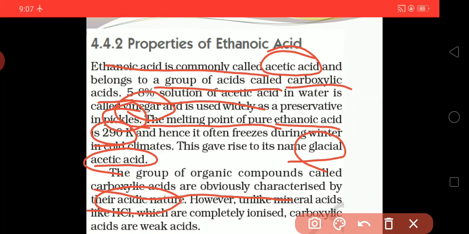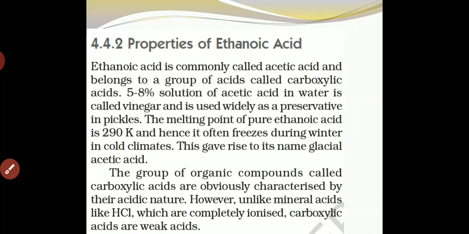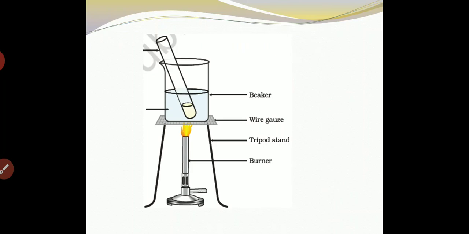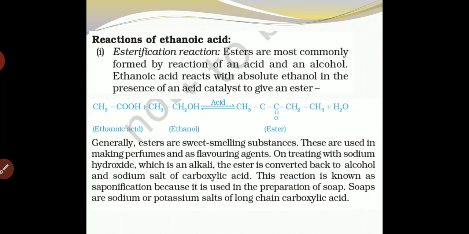However, unlike mineral acids like HCl, which is completely ionized, carboxylic acids are weak acids. Here you can see one beaker, wire gauze, tripod stand and burner. On heating it, you can see the reaction of ethanoic acid.